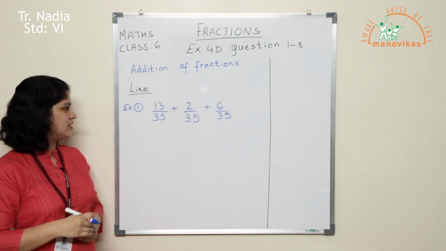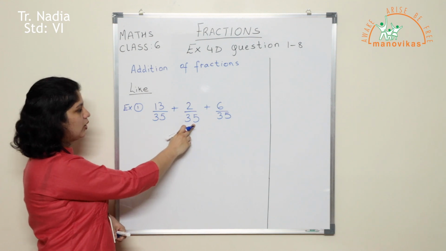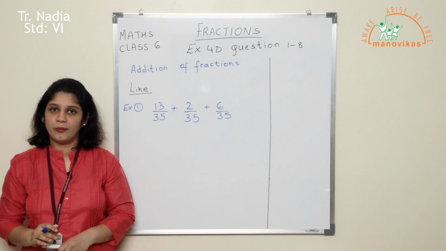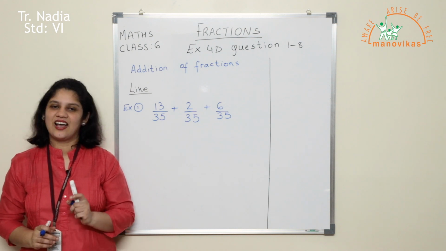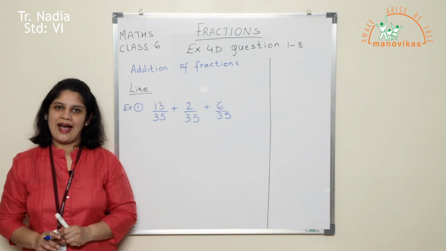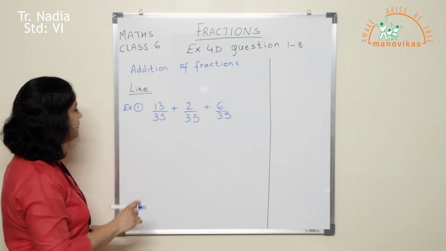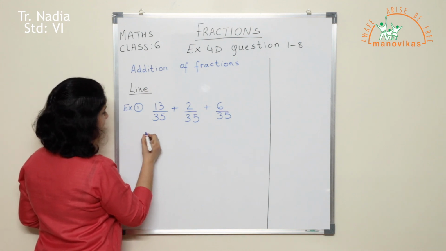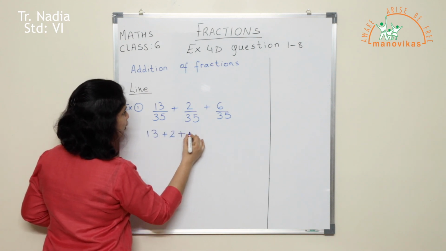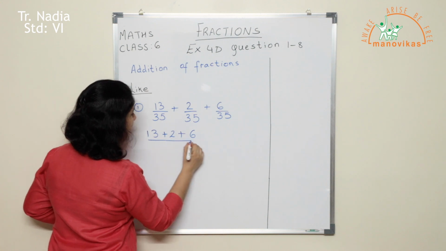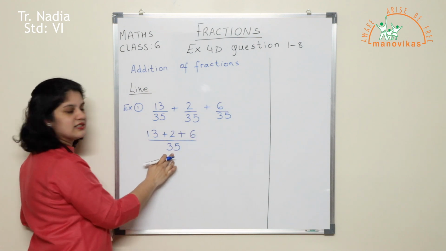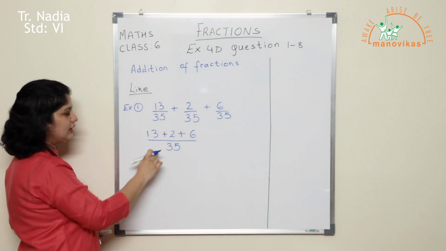Alright, I have three fractions over here, 13 upon 35, 2 upon 35 and 6 upon 35. All the three fractions have the denominator 35. That means they are like fractions. Now what is the method that we have to follow to add like fractions? When the fractions are like, that is when the denominators are same, we just have to add their numerators. The denominator remains as it is. So if we have 35 in the question, the answer will also have 35 as the denominator.